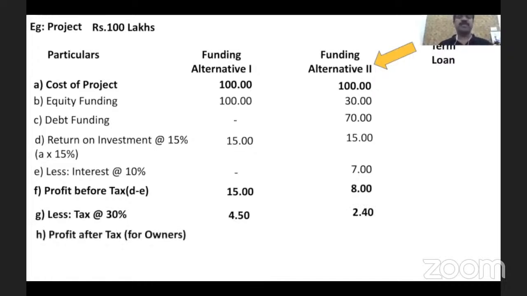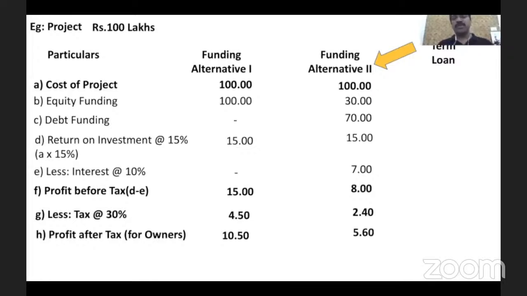Okay, right. Now let's arrive at profit after tax. 15 lakh minus 4.5 lakh, 10.5 lakh is the profit after tax. Whereas in scenario 2, 2.4 lakh is the tax, 8 lakh is the profit before tax. So 8 lakhs minus 2.4 lakhs, you get profit after taxes 5.6 lakhs. Okay.